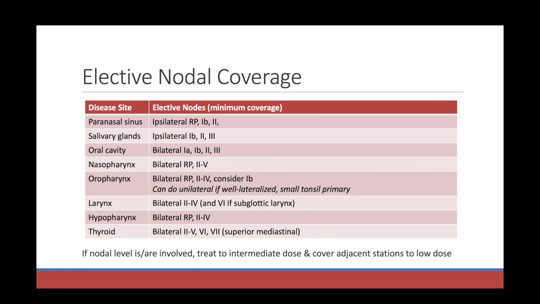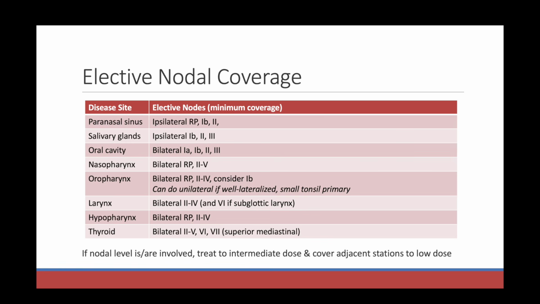The other disease site where you cover level 5 is the thyroid. And for thyroid, because those are kind of anterior or lower down in the neck, you're actually covering level 6 and level 7 as well. So 6 is kind of the pretracheal nodes, 7 is the superior mediastinal nodes. So thyroid, you're covering a slightly different field than you normally would cover for these other sites.